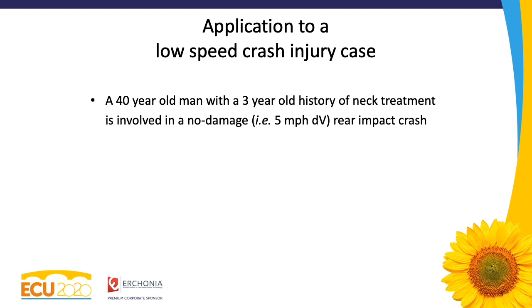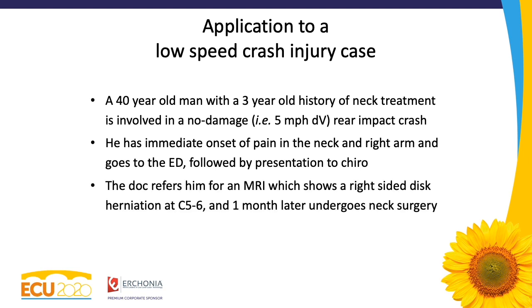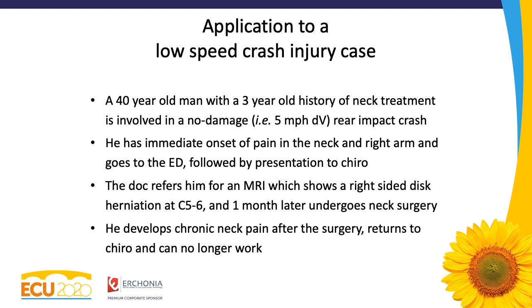Let's say we have a 40-year-old fellow who was involved in a low-speed, rear impact collision, and he's got a history. Three years ago he had neck problems. Let's say he had an injection in his neck and he got better and he's been okay, but he's maybe a little bit more fragile than the average guy. Immediately he gets neck pain and pain into his right arm. He goes to a chiropractor after he goes to the emergency department, and ultimately he gets referred for an MRI, which shows that he has a disc herniation, and he has neck surgery. He ends up with chronic pain, and now he can't work anymore. It's not that unusual of a presentation.